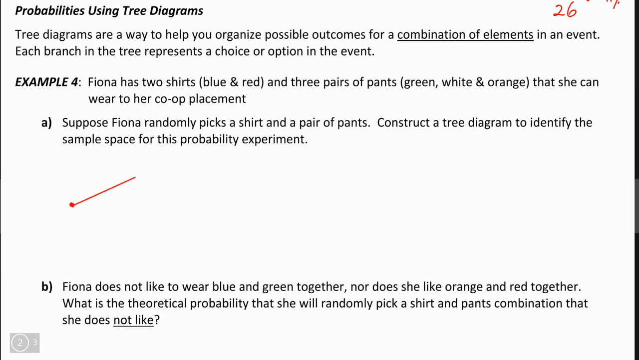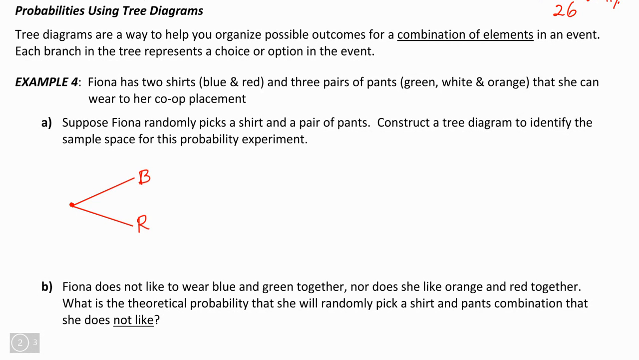So the first choice she's going to make is a choice on what color shirts she's going to wear. Excuse me, one second. Oh, okay. So she's going to wear a blue shirt, or she can wear a red shirt. Let me just go back to the pen here. So, okay, blue shirt or a red shirt.